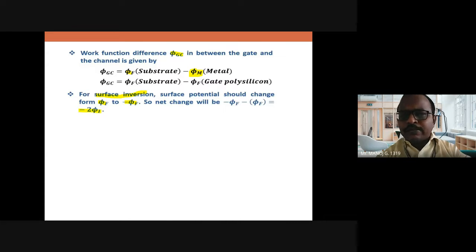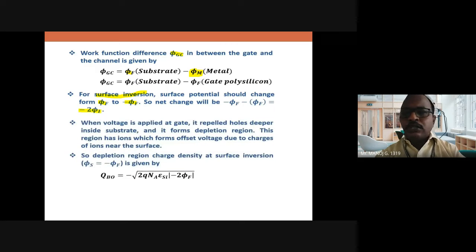So we have studied two parameters. The first one is the work function difference between gate and channel. The second parameter is the surface inversion, which is given to be minus 2 times phi f. Now the third parameter.